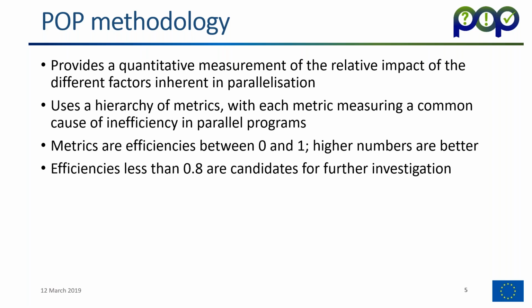And the great thing about these metrics is they're numbers between 0 and 1, efficiencies, and higher numbers are better. Because of that, you can easily compare parallel performance across a range of thread or process counts, across different machines, or at different stages of optimization and tuning, and really use that to identify which characteristics of the code contribute to inefficiency. So as I said, metrics are numbers between 0 and 1, higher numbers are better. And as a rule of thumb for POP, we consider efficiencies less than 0.8 as being indicative that there's something further to look at under that particular metric to try and understand what's driving performance.